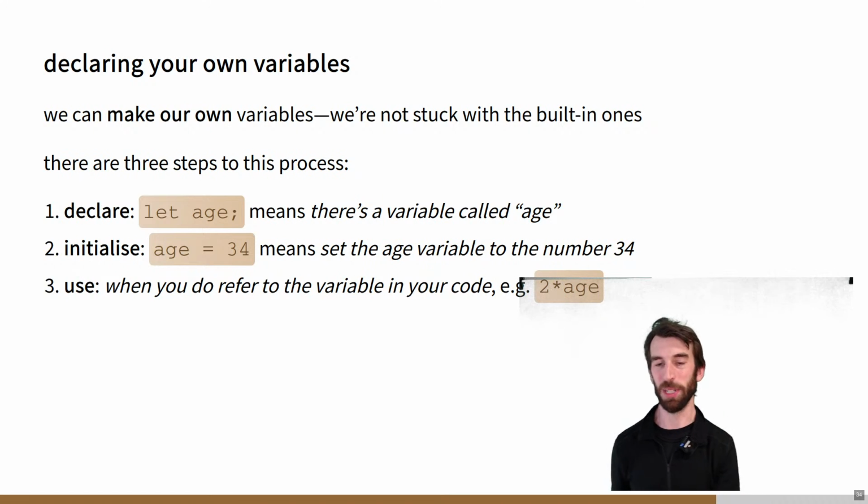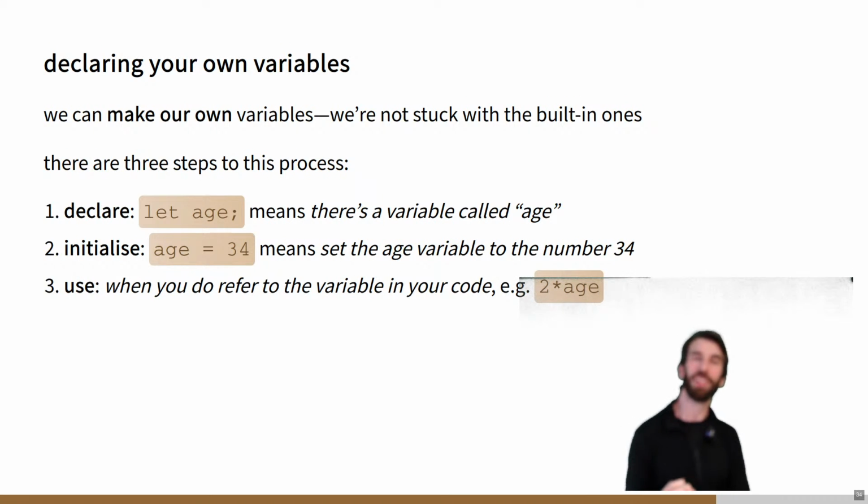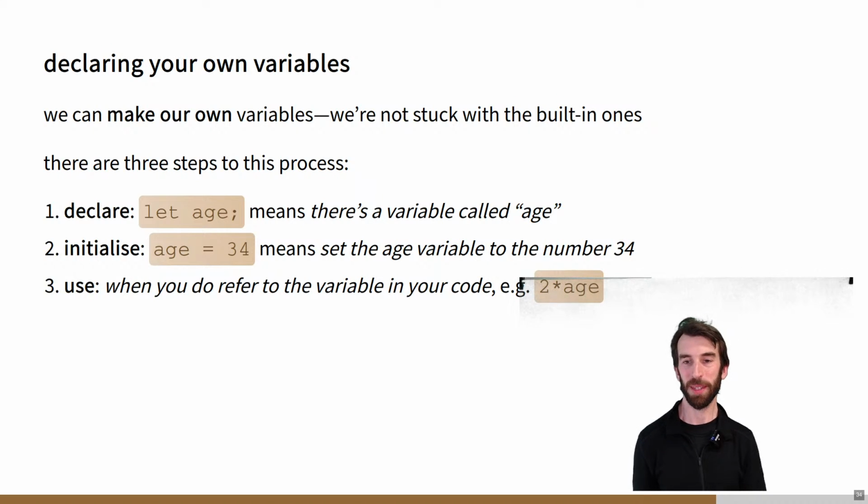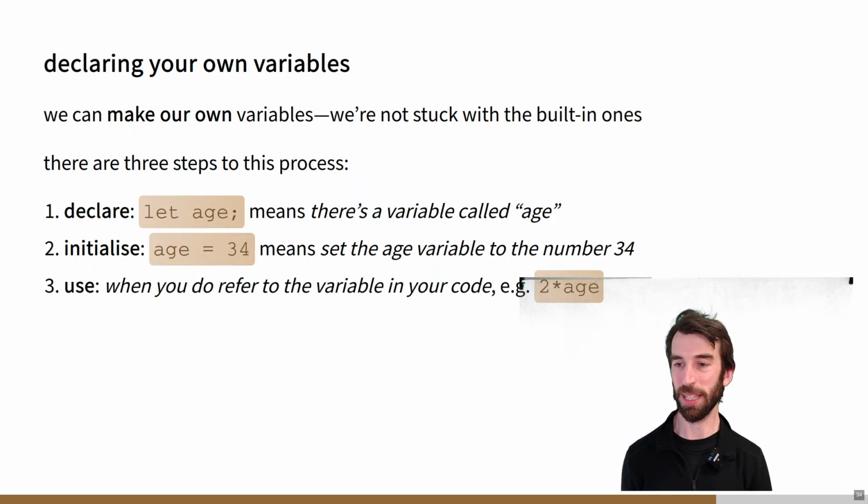The second step is to initialize it, to give it a value. And to do that, we use the equals sign. age = 34 means set the age variable to the number 34.